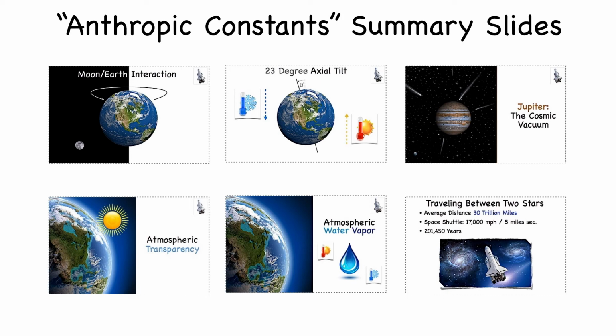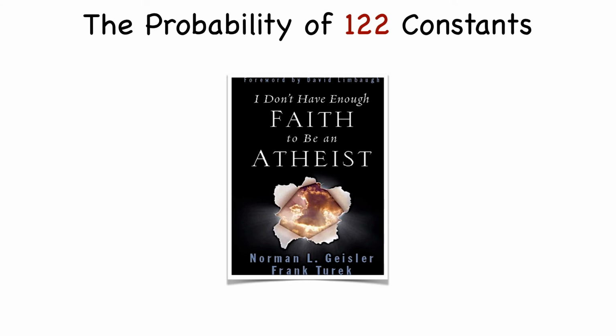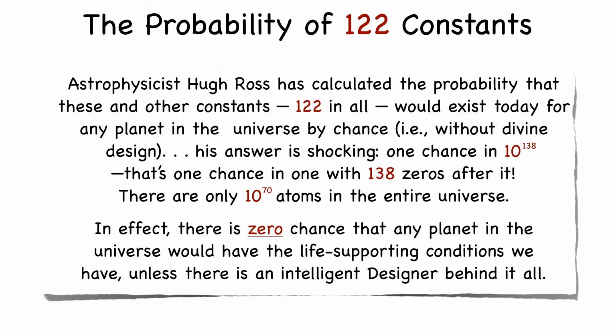Now, what do you think the odds are that these constants just happen by chance? Well, Norman Geisler and Frank Turek comment on this in their book, and I quote, "Astrophysicist Hugh Ross has calculated the probability that these and other constants, 122 in all, would exist today for any planet in the universe by chance, in other words, without divine design. His answer is shocking. 1 chance in 10 to the 138th power. That's 1 chance in 1 with 138 zeros after it. There are only 10 to the 70th power atoms in the entire universe. In effect, there is 0 chance that any planet in the universe would have the life-supporting conditions we have unless there is an intelligent designer behind it all."